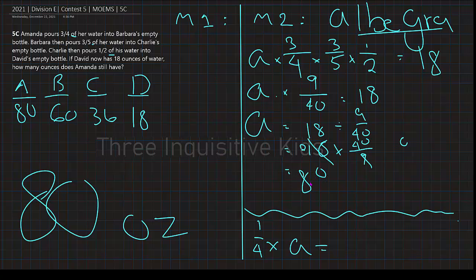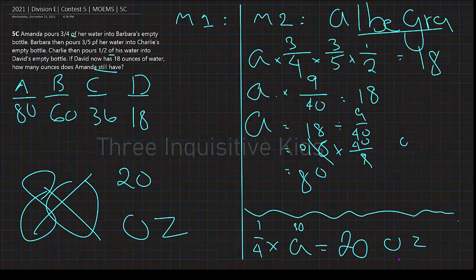So A has 80 ounces of water. Oops, sorry, that was supposed to be 20 ounces. Remember, it's how much she still has. Anyway, over here, 80. So then 20, right? That would be 1/4 of 80. Why 1/4? Because she gave away 3/4 of her water to another person. So what we would have over here would just be 20. So 20 oz. 20 oz is the answer.